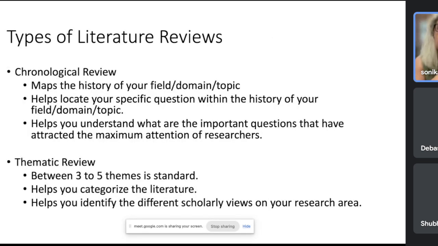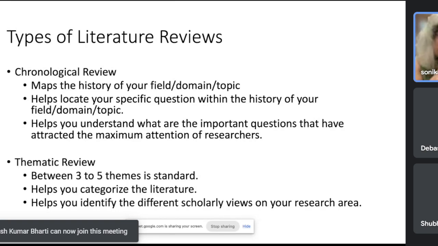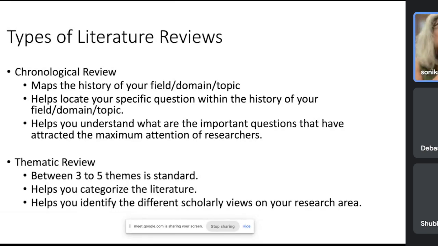Then, what is the type of literature review you want to write? This is something you have to discuss in consultation with your guide. Primarily, there are two types. There are chronological ones and thematic reviews. This depends on what your approach to your research is. If a chronological review is required by the kind of research you're doing, then that is the better fit for you. Thematic reviews are much more complex to write, but they are also much more rewarding in terms of fleshing out what your research gap is, right?